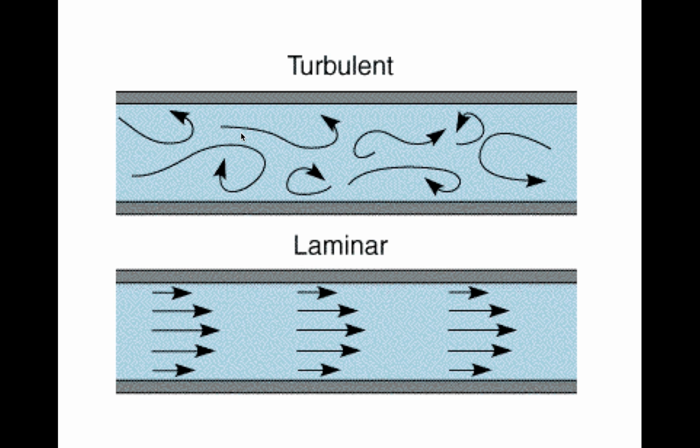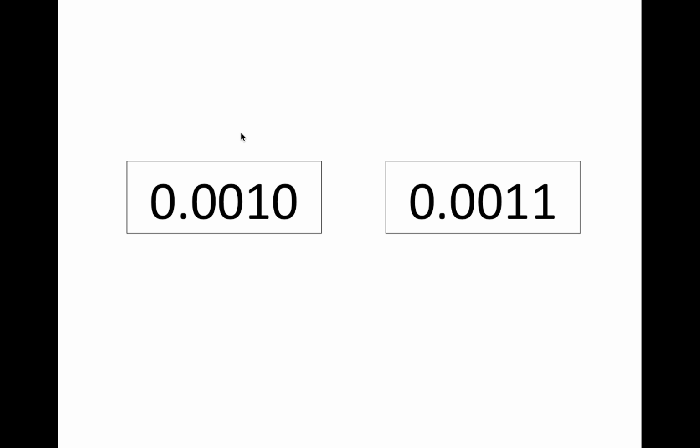What do I mean by that? For example, I want to compute two numbers through a chaotic dynamical system. The two numbers are 0.0010 and 0.0011. Notice that they are not significantly different, but when we compute them through a chaotic dynamical system, we could have a completely different result. One could give me 1, and the other one could give me 10,000, for example. So weather is considered to be a chaotic dynamical system.